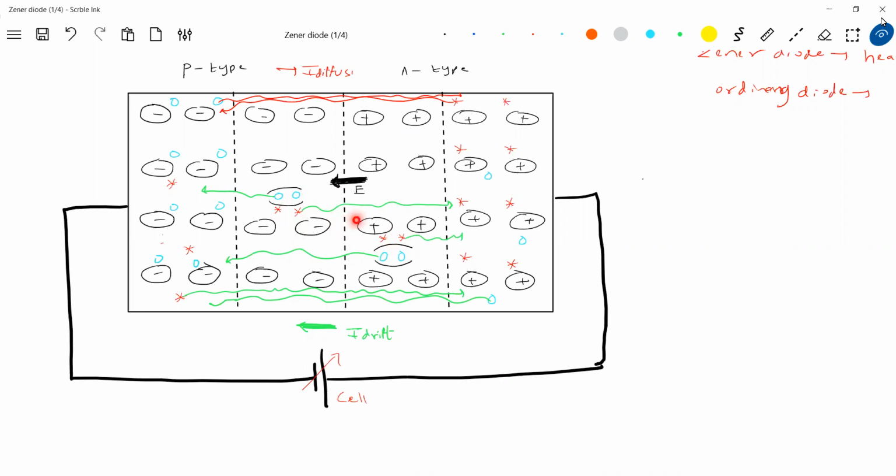The minority carriers generated here are immediately pushed. The hole generated, either in this region or this region, positive charge, will be pushed towards the left. The electron generated here will be pushed towards the right. So this is similar to a minority carrier, so don't call this a majority carrier. The minority carriers generated in the depletion layer will contribute to the drift current.